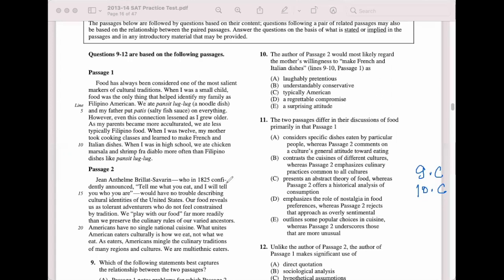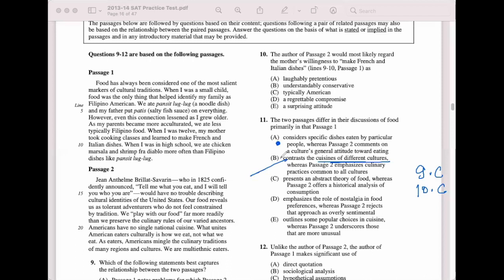So I'll keep A for now, though I would like an option which talks about this cultural trend of shifting away from one cuisine to another, right? Passage 1 contrasts the cuisines of different cultures, whereas Passage 2 emphasizes culinary practices common to all cultures. This is definitely not correct. The first passage is not contrasting the cuisines of different cultures. It is only speaking about Filipino food, right? So B is out.